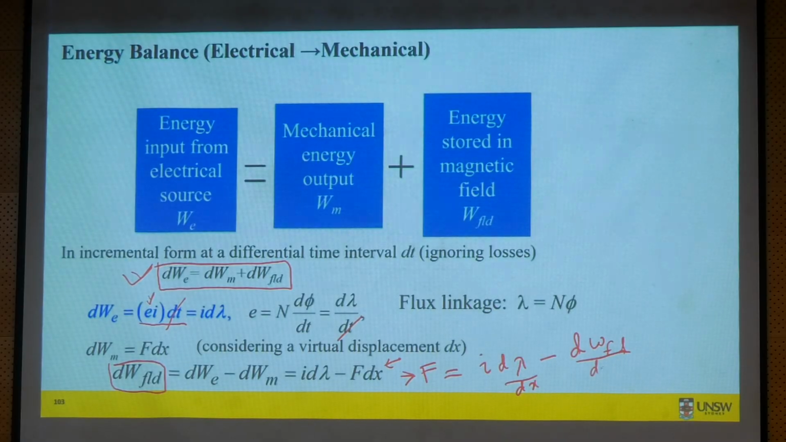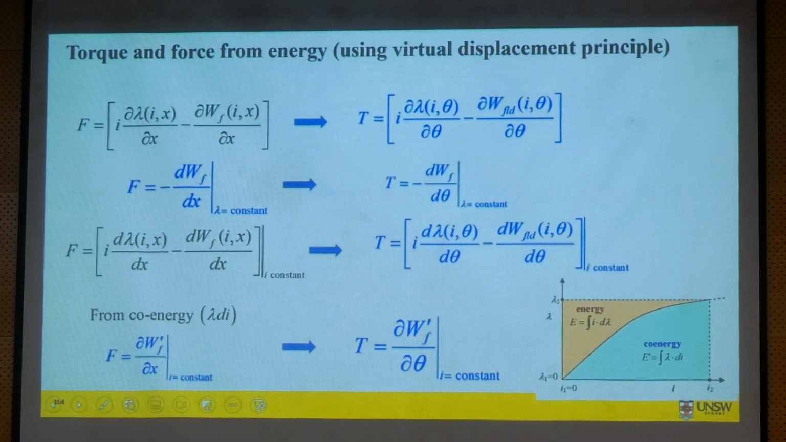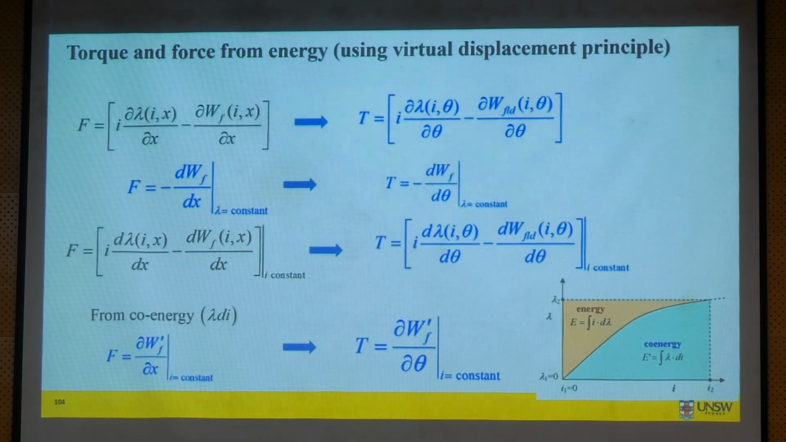Okay, so this is what is written here. Force is I times the flux linkage over dx, minus the field energy over dx. But this equation is not as simple as it looks, because your flux linkage could be a function of current and displacement. Flux linkage can change as the displacement changes. Similarly, the field energy can change. So this becomes a partial differential equation. This was given as a force, but if it is a rotating motion, the same equation can be written in terms of torque.